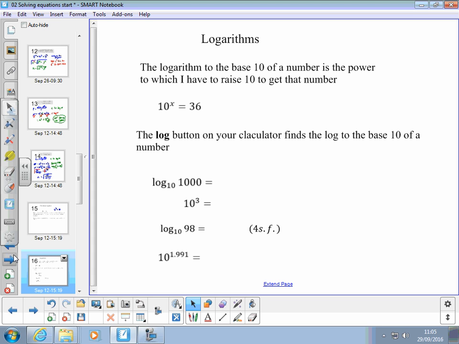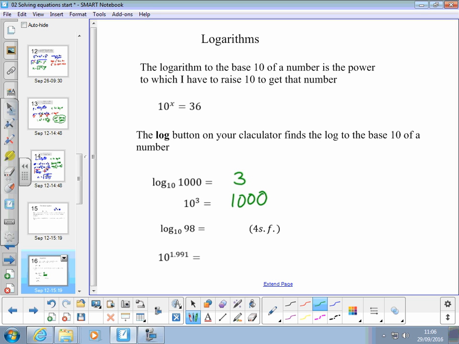Okay, the log button on your calculator finds the log to the base 10 of a number. So calculator's out now. What is the log, and we assume 10, so log of 1000, according to your calculator? 3. And 10 to the power of 3 equals 1000. Yep, so when we've got an index of a base of 10, the power is the log.